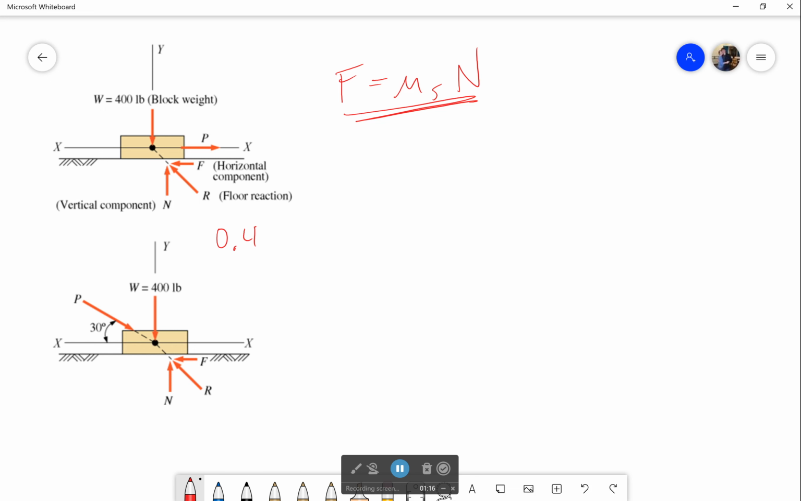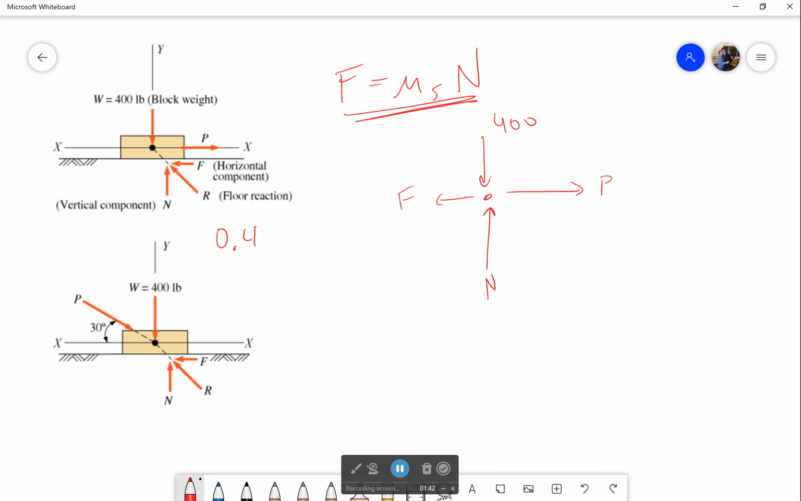So my force equals this. Now let's look at the first case where I have just a block and I'm pulling on it in a perfectly horizontal direction. So I draw my free body diagram. I have my weight going down, that's 400. I have my normal force pointing up. I have my load pointing right. And I have some sort of friction pointing in the opposite direction.